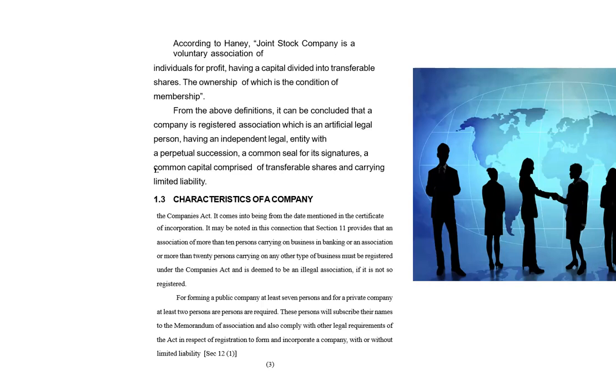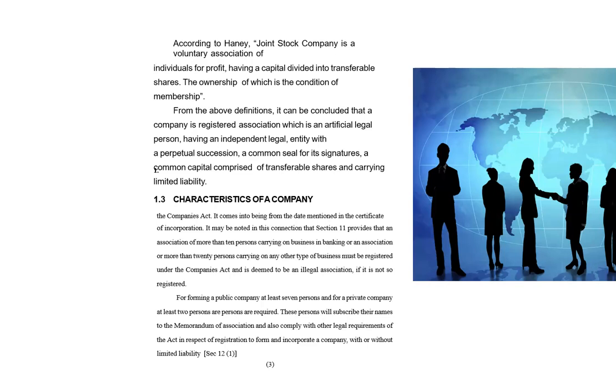Characteristics of a company: it comes into existence on the date of incorporation. For forming a public company, at least 7 persons have to be members, and for a private company, at least 2 persons are required. These persons will subscribe their names to the memorandum of association and also comply with the legal requirements of the Act in respect of registration to incorporate a company with limited liability.